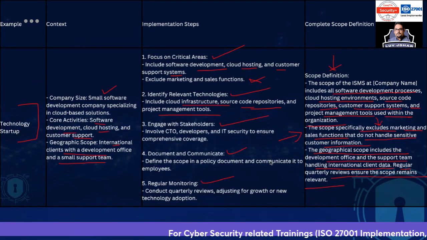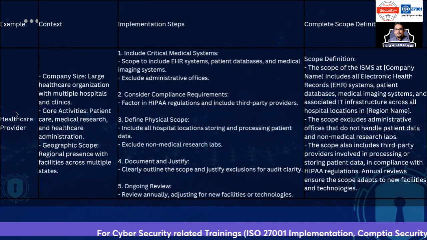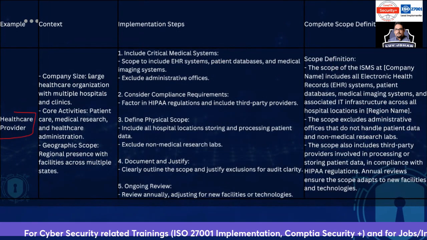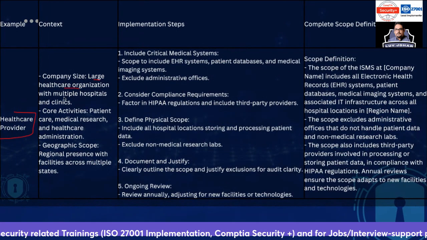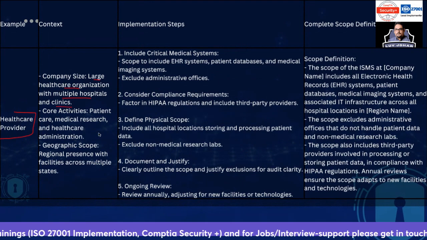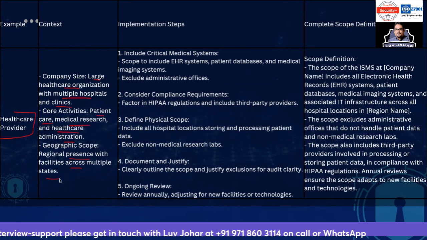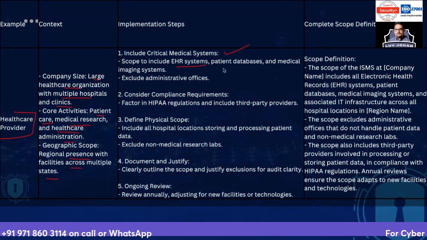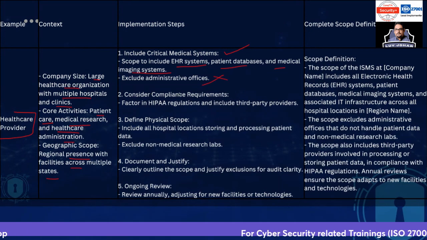Now let us have another case study of a healthcare provider. This is a large healthcare organization with multiple hospitals and clinics. Core activities include patient care, medical research, and health administration as well, and geographical scope is regional presence with facilities across multiple states. Include critical medical systems and critical processes: EHR systems, patient database, medical imaging systems. Exclude any administration offices that they have.